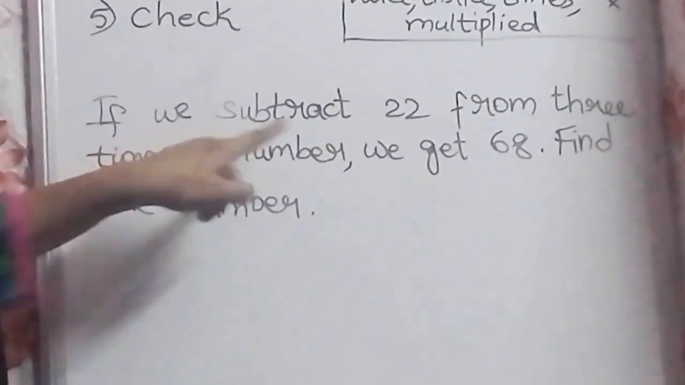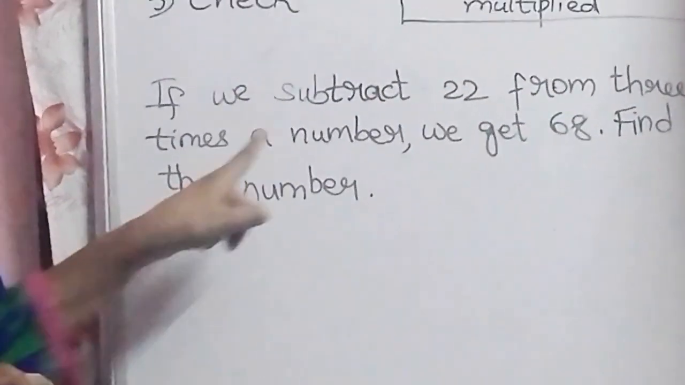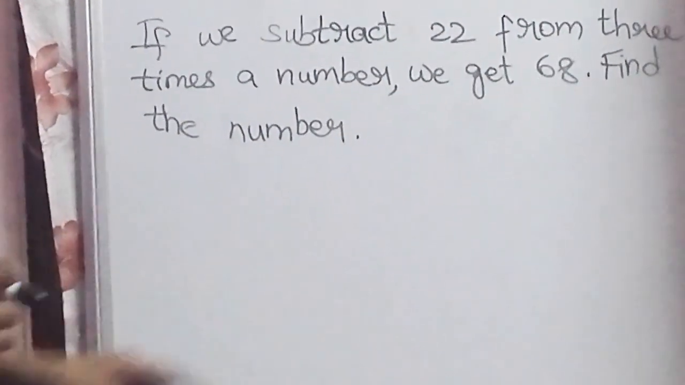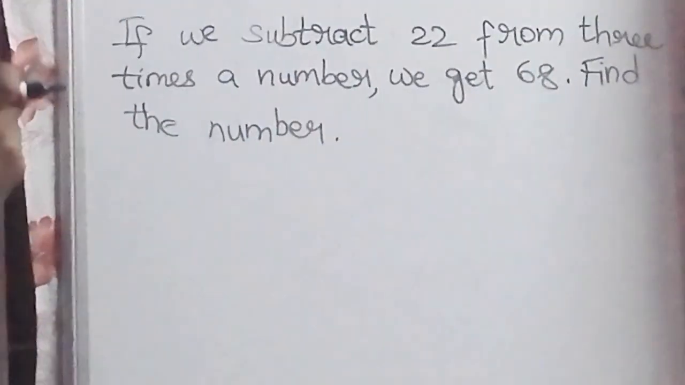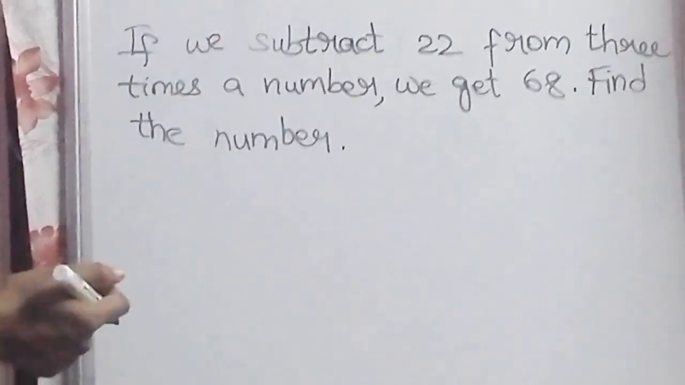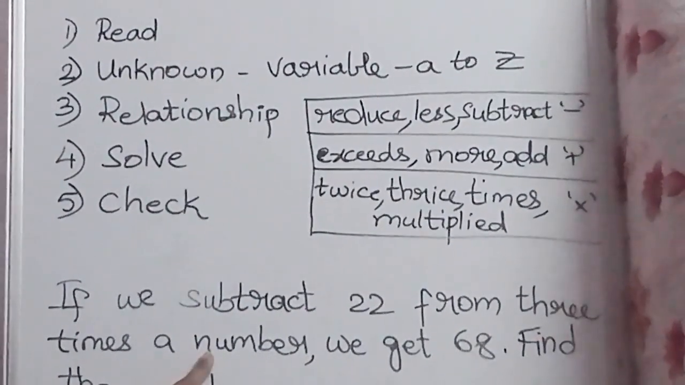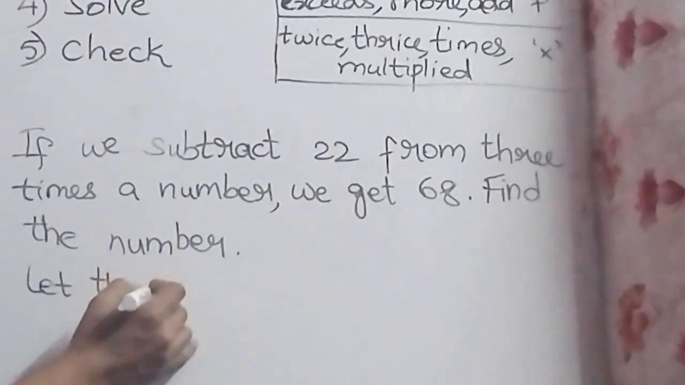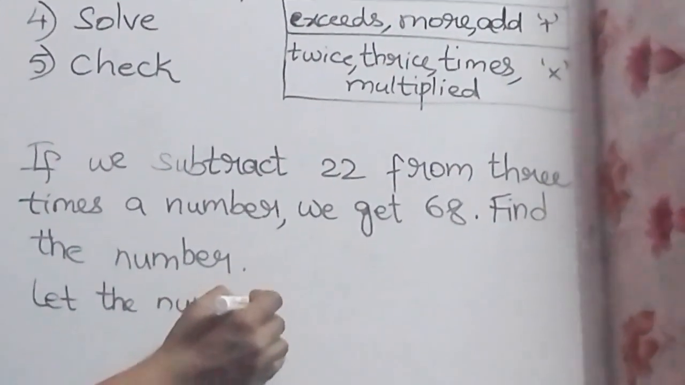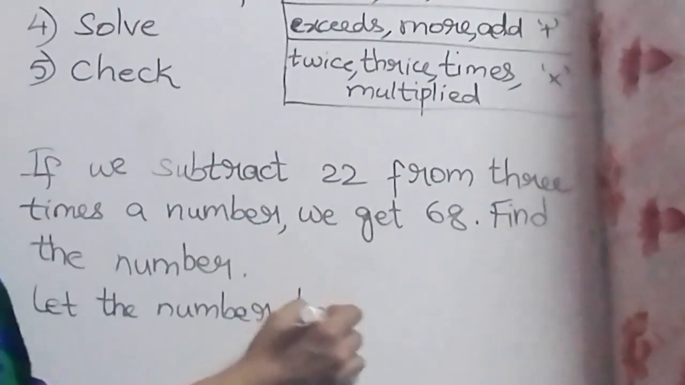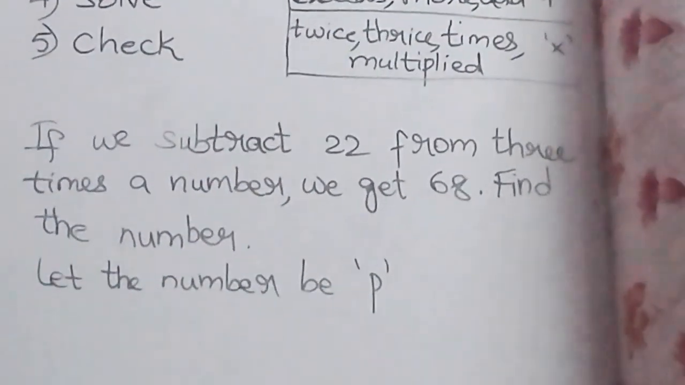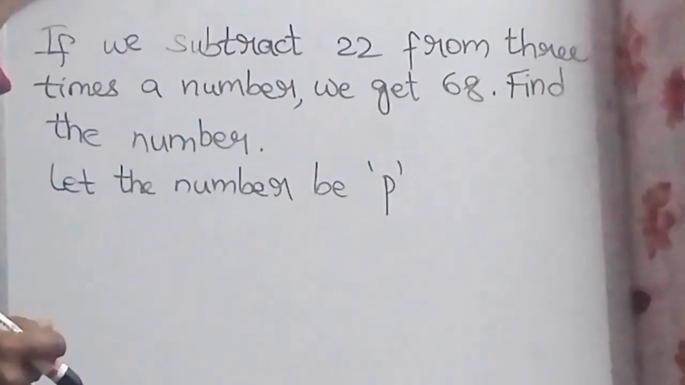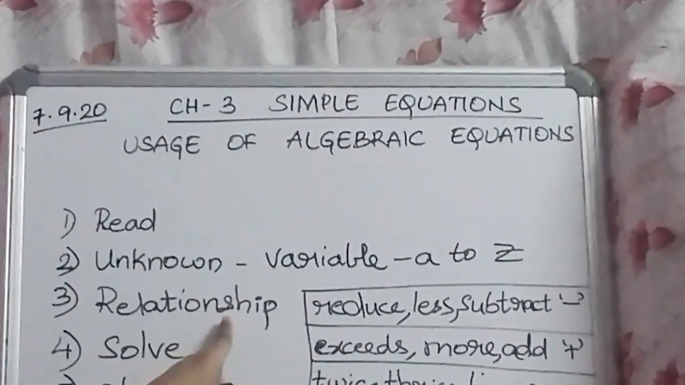So here, if we subtract 22 from 3 times a number, we get 68. Find the number. Now, first thing, we read the question carefully. Now we should decide which one is the unknown part. Do you know the number? You don't know. So let the number be P. I am taking it as P, you can take it as X, A, B, anything. Let the number be P. We have finished this. Next, we should understand the relationship.